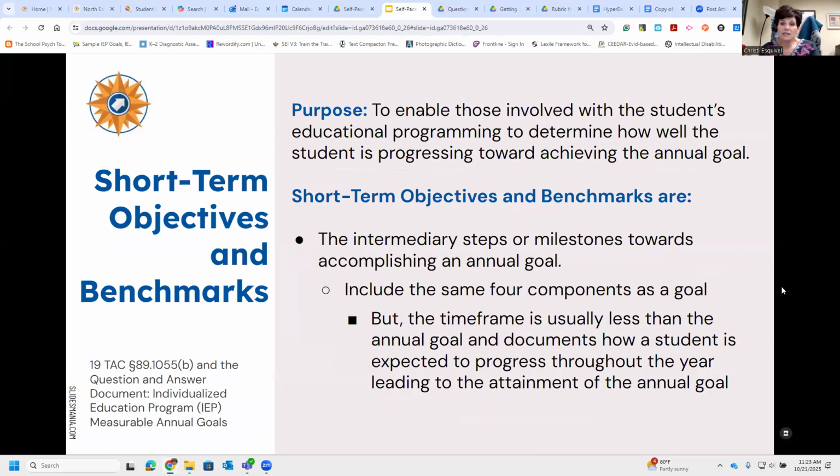Sometimes goals need to be broken down into short-term objectives or benchmarks. The purpose of these short-term objectives or benchmarks is to enable those involved with the student's educational programming to determine how well the student is progressing towards achieving the annual goal. They are the intermediary steps or milestones towards accomplishing an annual goal. They include the same 4 components of a goal, but the time frame is usually less than the annual goal and documents how a student is expected to progress throughout the year, leading towards the attainment of the goal.